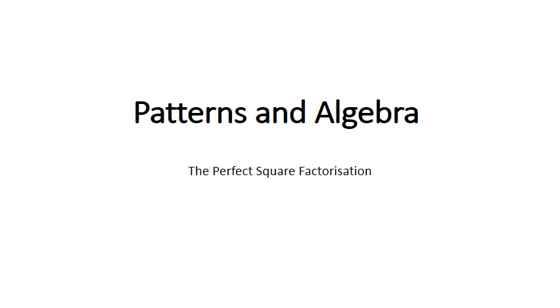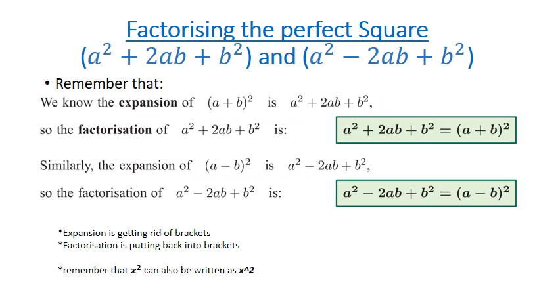Okay, this video tutorial looks at the mathematical strand of patterns in algebra, and more specifically we're going to focus on the perfect square factorisation. Now when we're looking at factorising the perfect square, the thing that we're really trying to focus on is whether or not our expression has a negative or a positive symbol as the first symbol after the x squared, or whether the 2ab is a negative 2ab or a positive 2ab. That's really going to help us in factorising our expression.